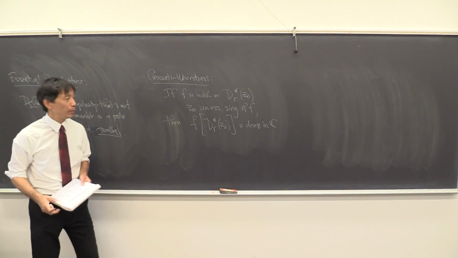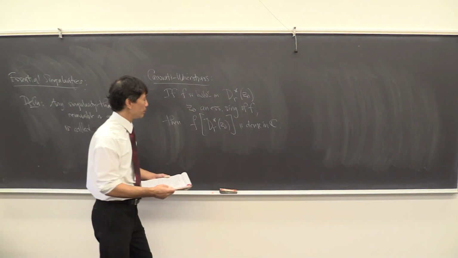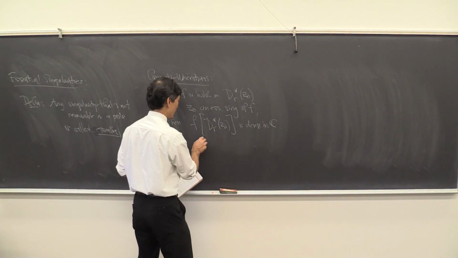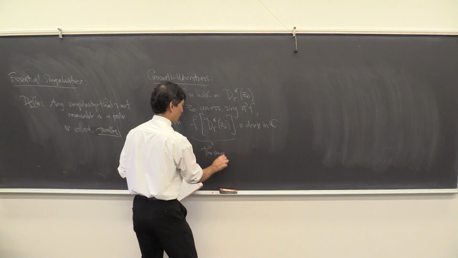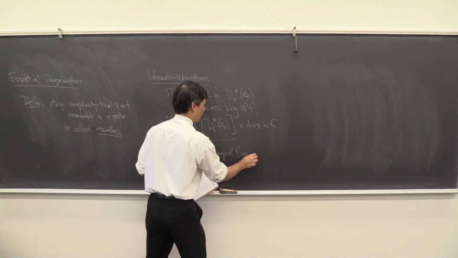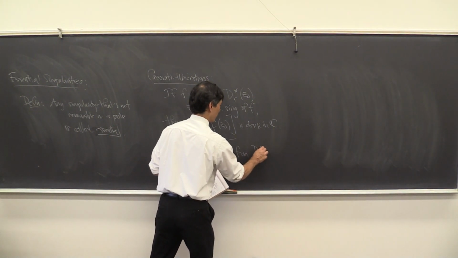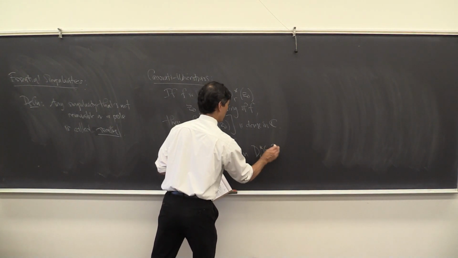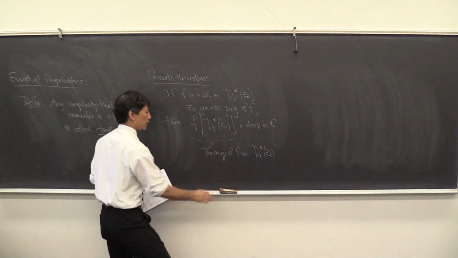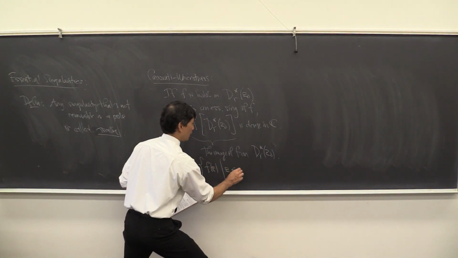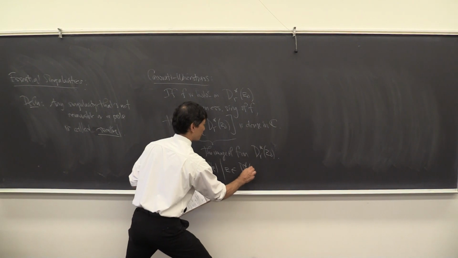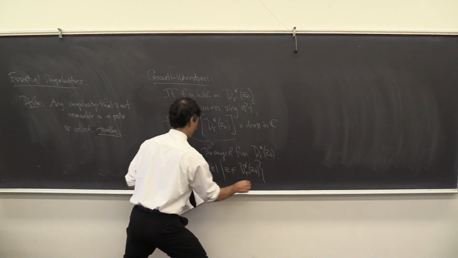The image of that disk, so this is my notation, a pretty common notation. This is the image of f on this set. It's the collection of all f of z where z lies in that set.